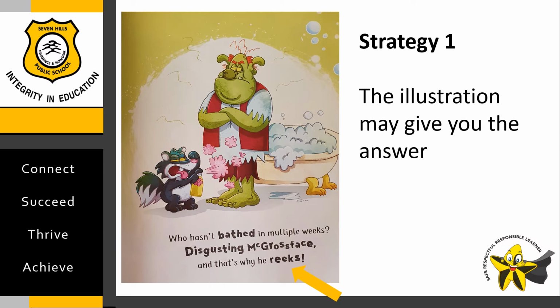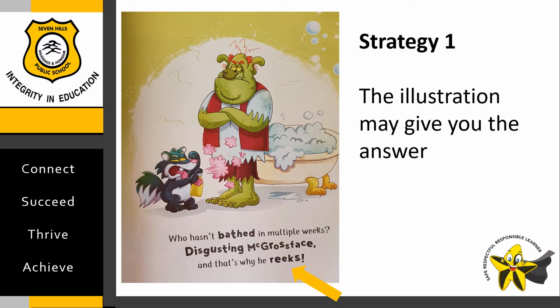So in this example, I'm using one of my favourite books. It's called Disgusting McGrossface, and it's by Rove McManus. And Rove used to be quite famous in Australia. He used to do a comedy show, and now he's moved into doing children's books.